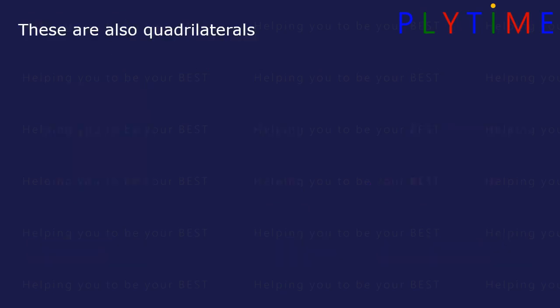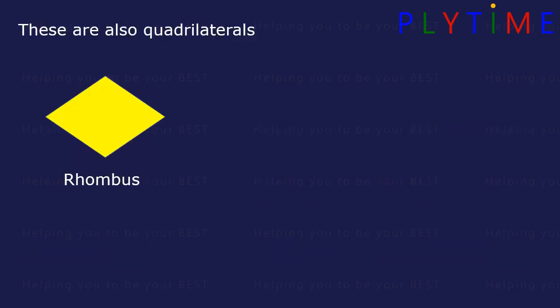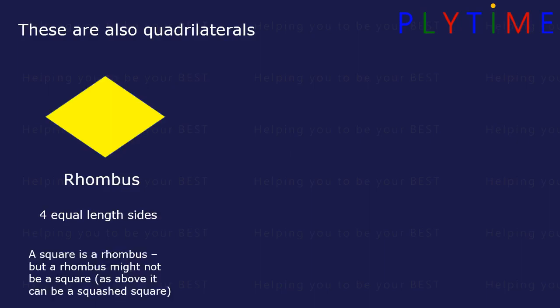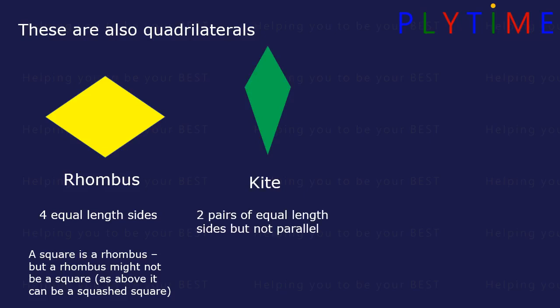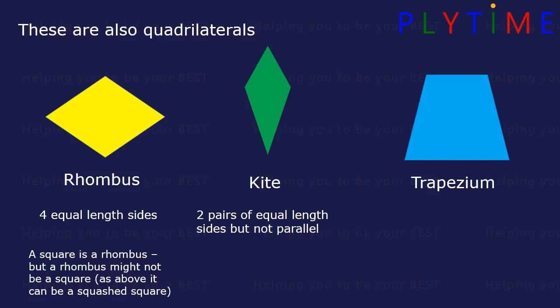There are also other quadrilaterals. A rhombus, this has 4 equal length sides. A square is a rhombus, but a rhombus might not be a square. Like above, it might be a squashed square. A kite, it has 2 pairs of equal length sides, but these are not parallel. Or a trapezium, this has 1 pair of parallel sides and 1 pair of equal length sides.